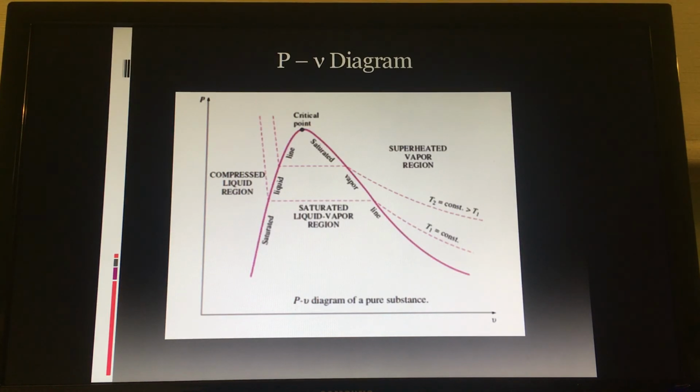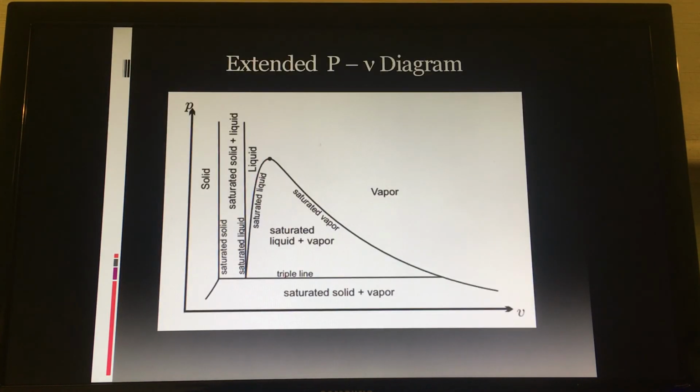I'll move on. So this is just an extended version of the pressure versus specific volume diagram, where we also included solid. Here we have the saturated liquid line, here and here, saturated vapor, saturated solid, and then this line's important, the triple line. Why is it important? It's because this is where the solid, liquid, and vapor phases all coexist in equilibrium.